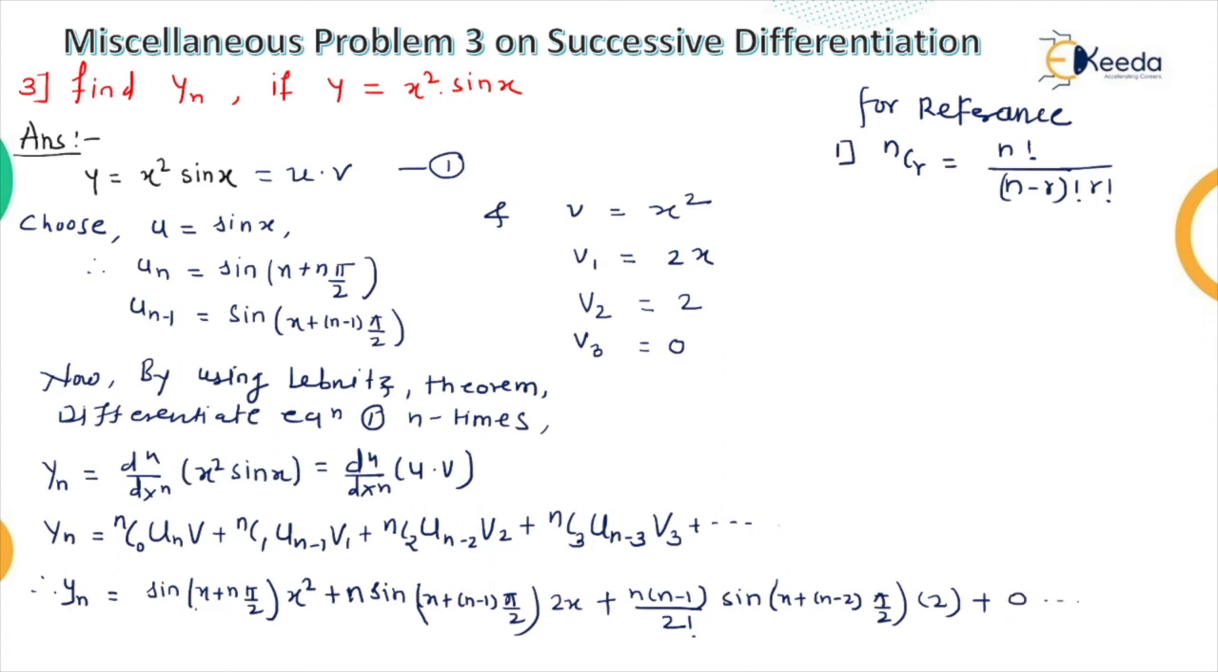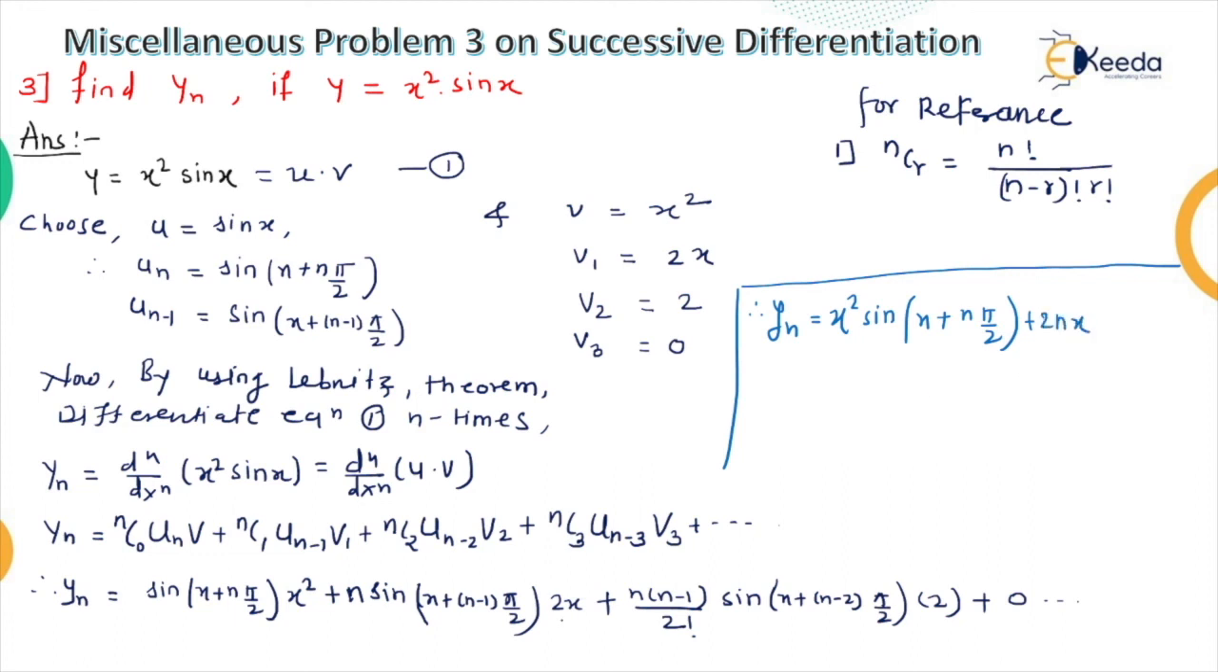So finally you get this result, guys. Finally y_n is equal to x square into sin of x plus n pi divided by 2, plus the second term, you observe this second term, that is 2nx into sin of, in this bracket, x plus (n minus 1) into pi divided by 2, guys.